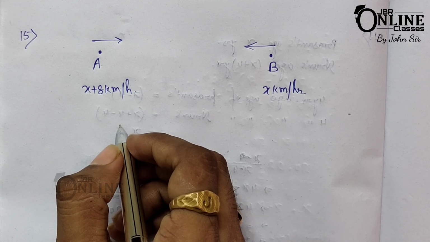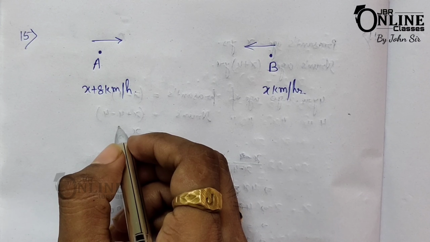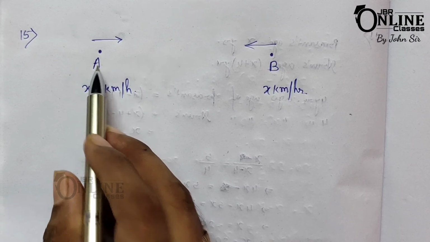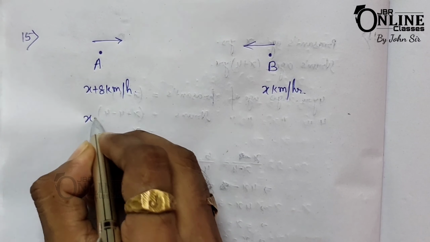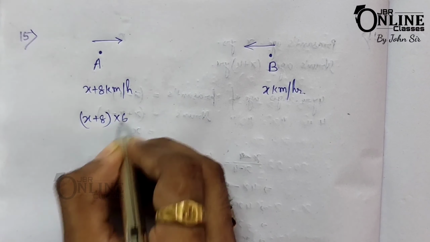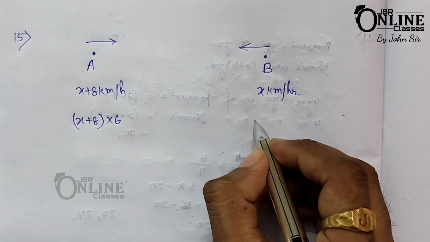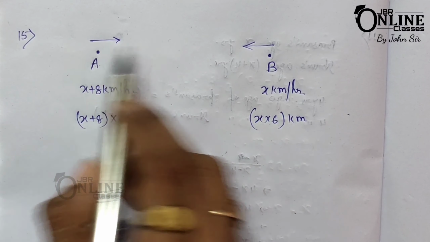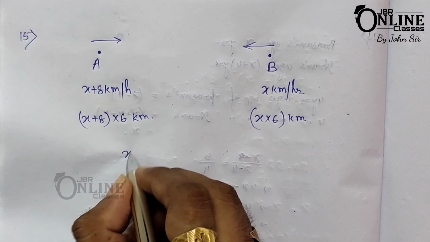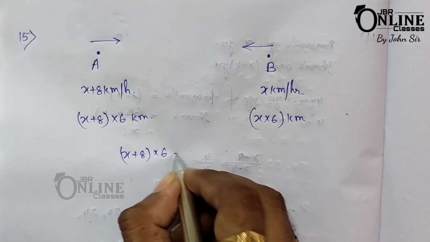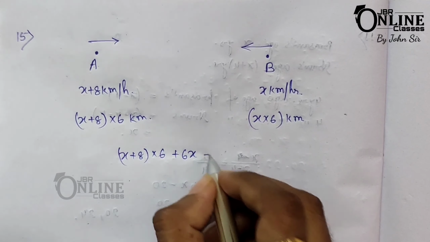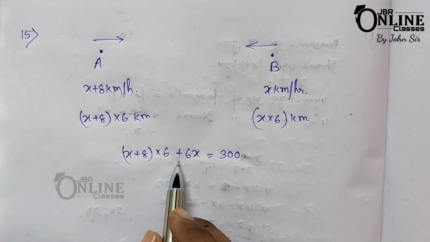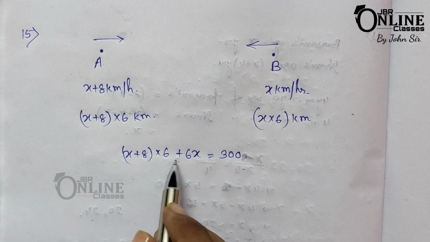Now next, they are 300 km apart at the end of 6 hours. So first you have to find out how much distance A covered after 6 hours. After 6 hours A covered x plus 8 into 6, and after 6 hours B covered x into 6 kilometers. Now as they move in opposite directions, according to the problem, x plus 8 into 6 plus 6x equals 300 kilometers. If they move in the same direction, then it will be subtract. As they move in opposite directions, that's why here the plus.